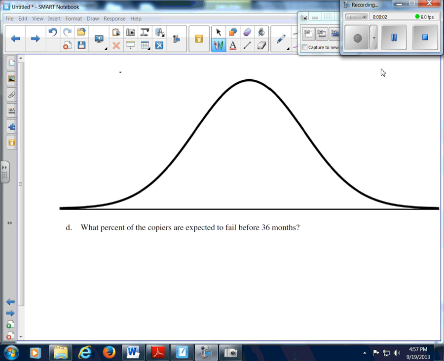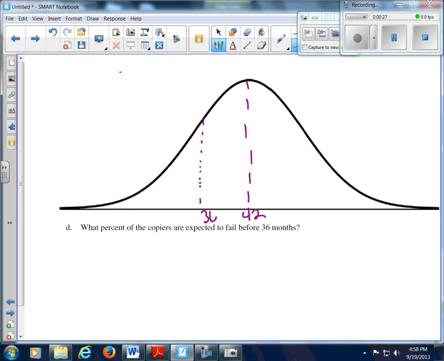All right, moving right along, 14D. It's asking us what percent of copiers are expected to fail before 36 months. And I know from the normal distribution that we drew for part A, I know once again my mean is right at the very middle of 42 months. So 36 months is going to be somewhere off to the left.